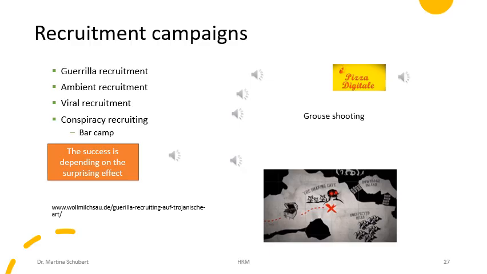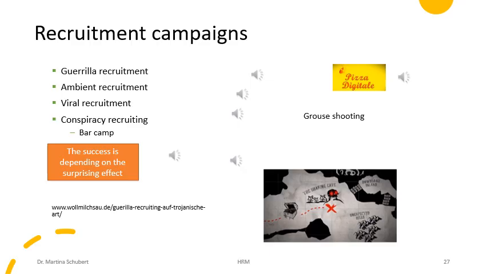The term guerrilla recruitment is derived from a word created by the marketing expert Mr. Levinson in the 1980s, who used it to describe unusual and surprising marketing campaigns in which a large advertisement effect can be achieved with a small budget. Originally developed for guerrilla marketing measures, the approach is now used in recruitment. What does guerrilla recruitment mean in concrete terms?